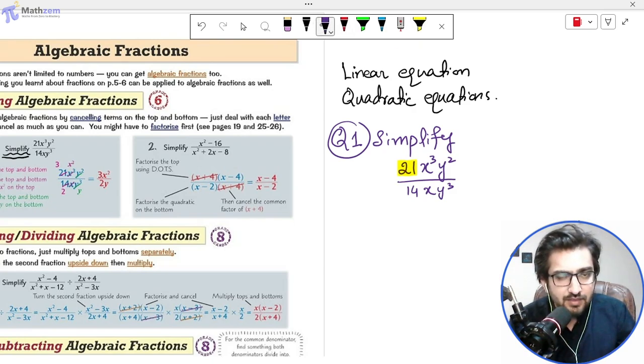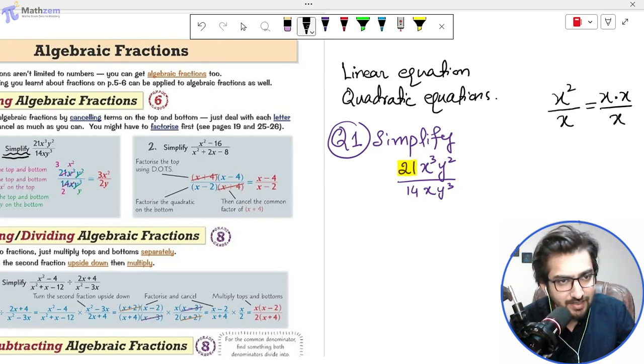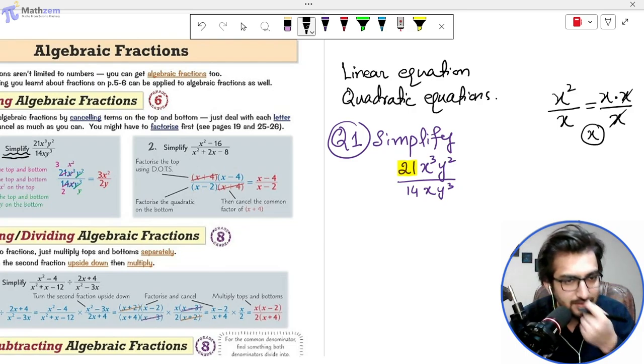By the way, let me explain that if you have x square in the numerator and x in the denominator, x square actually means x times x, right? And divided by x, so you can cancel out this x with that x. So the answer will be x. It means x square divided by x is x. So you can cancel them out. Similarly, we will cancel x and y over here.